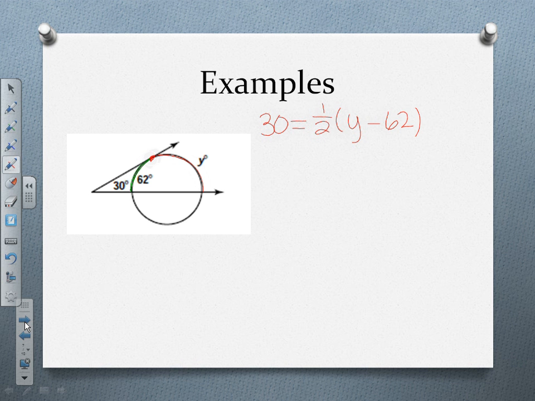Again, I would multiply both sides by 2 so that I've got 60 equals Y minus 62. And if I add 62 to both sides, I get 112 equals Y.